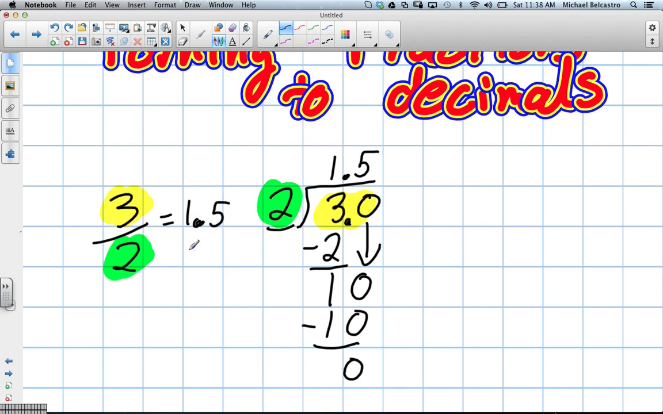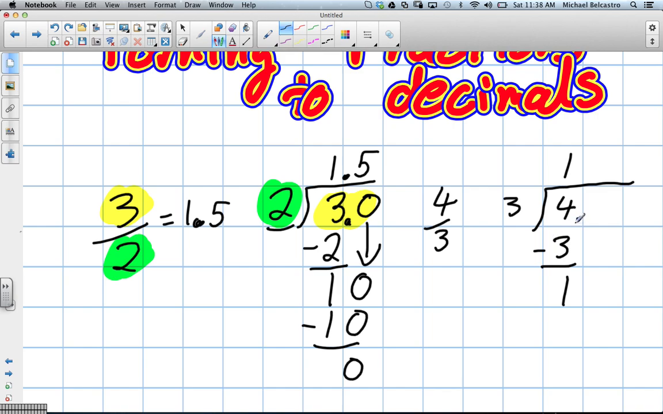Okay? Does that make sense? Let's try one that might be a little more difficult, like the one you drew there. You had 4 over 3. Okay? I'm going to go on the assumption you already know how to set this up. The 3 goes on the outside, 4 goes on the inside. Okay? 3 goes into 4 how many times? Once again, we're left with 3. When we subtract, what do we get? 1.